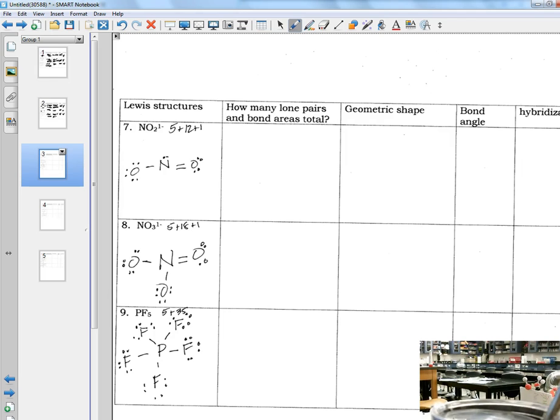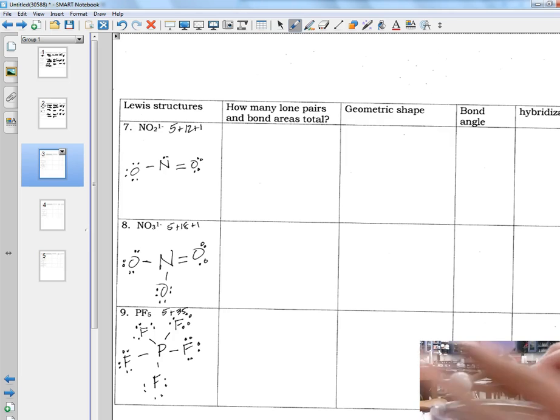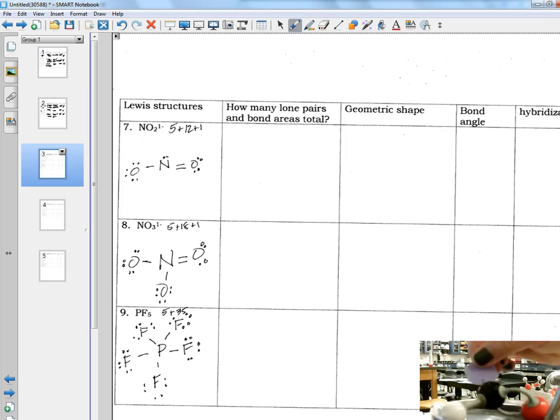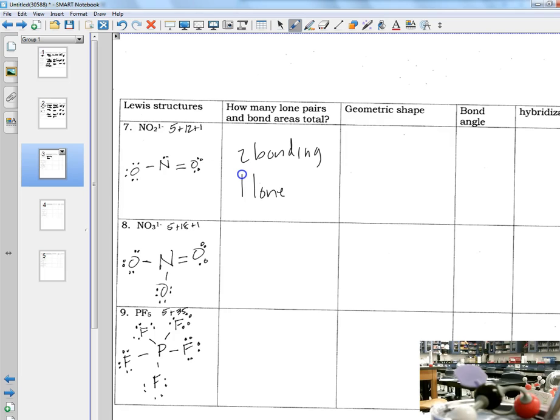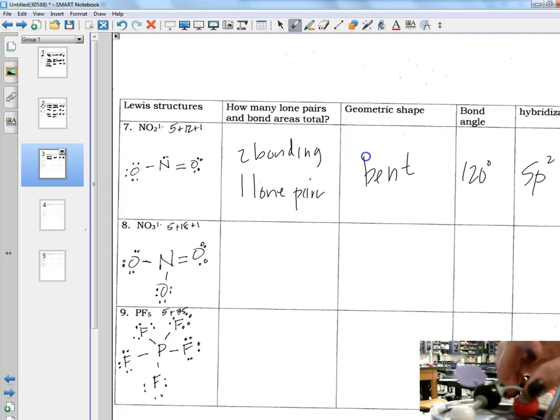This Lewis structure would simply look like this. 2 oxygens, pretend like that guy's an oxygen, and then a lone pair. This shape's still 120 degrees. We only have 2 bonding areas, but we do have 1 lone pair. So we have 3 orbitals involved, sp2. Our bond angle is 120 degrees. This guy is also named bent, like the water molecule.